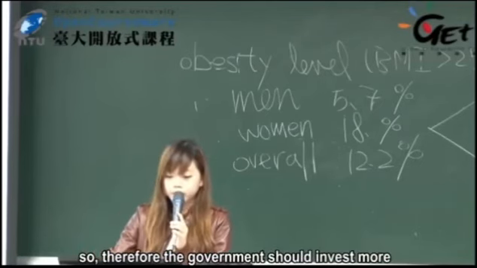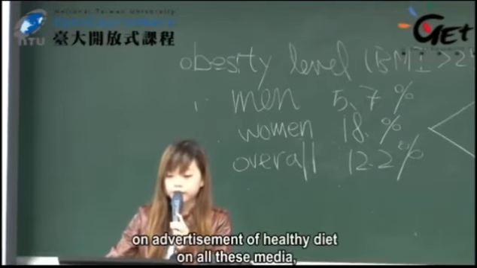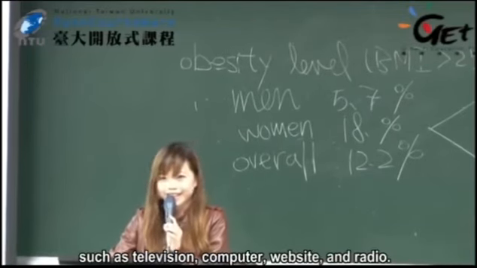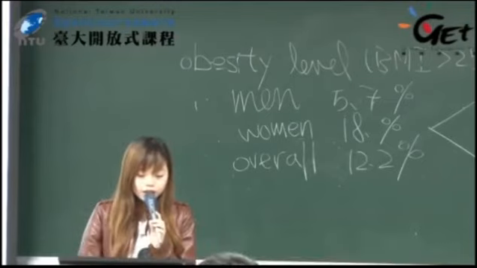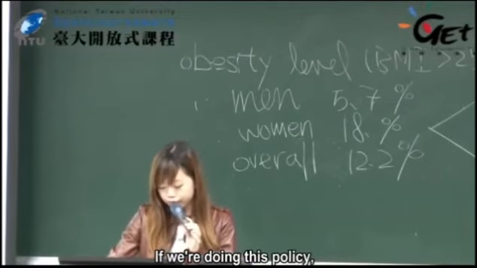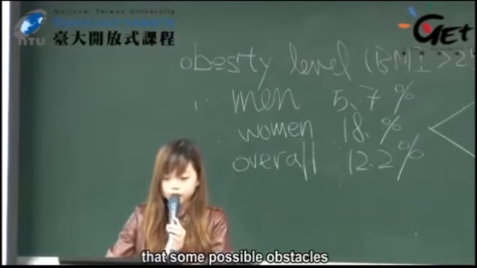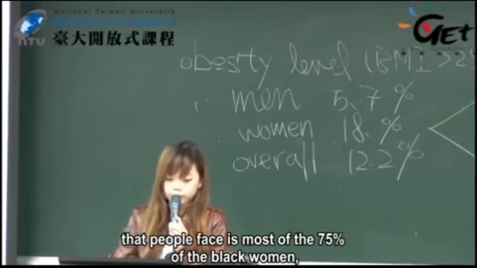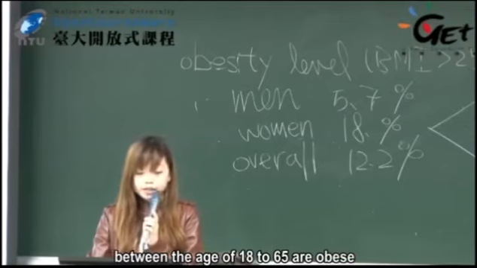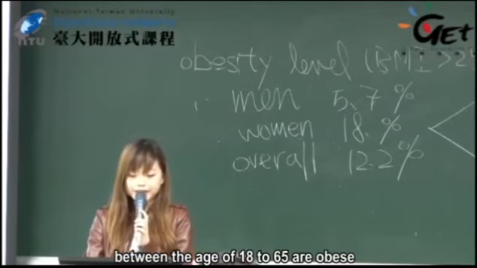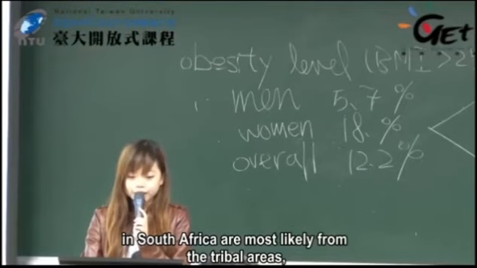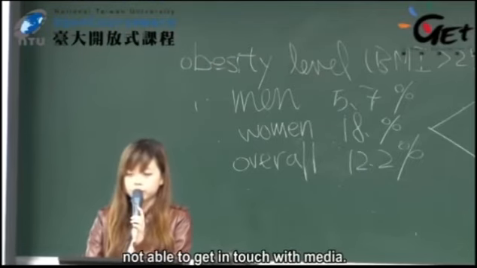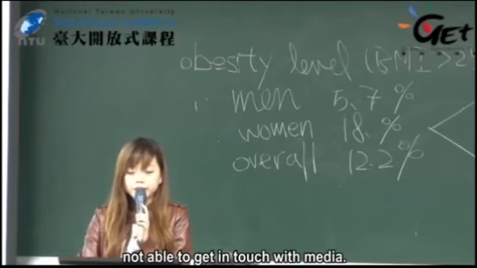Therefore, the government should invest more in advertisement of healthy diets on today's media such as television, computer, website, and radio. If we do this policy, then a possible obstacle that we will face is that 75% of the black women between the ages of 18 to 65 who are obese in South Africa are most likely from the tribal areas, which means that they are most likely not able to get in touch with media.